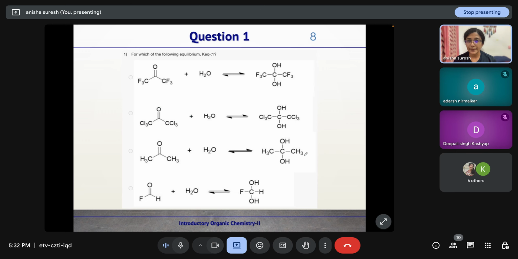Now coming to question number 1. For which of the following is the equilibrium constant K less than 1? So here different carbonyl compounds are given and a hydration reaction is taking place here, leading to formation of the hydrate. So in which case will the K equilibrium be less than 1?